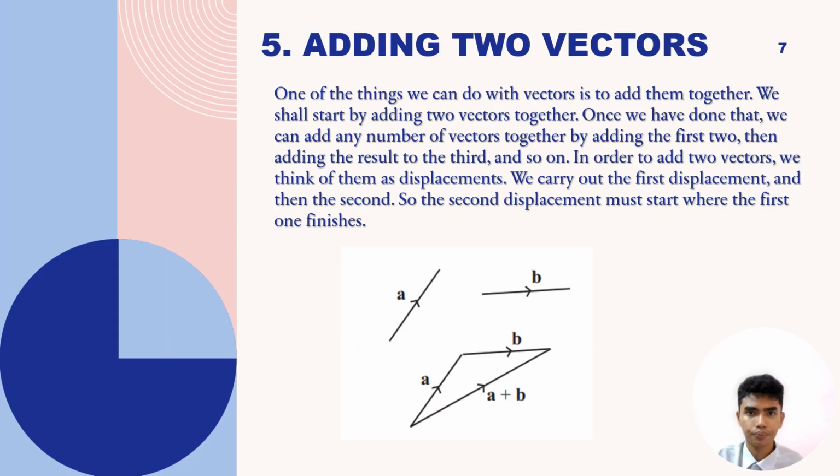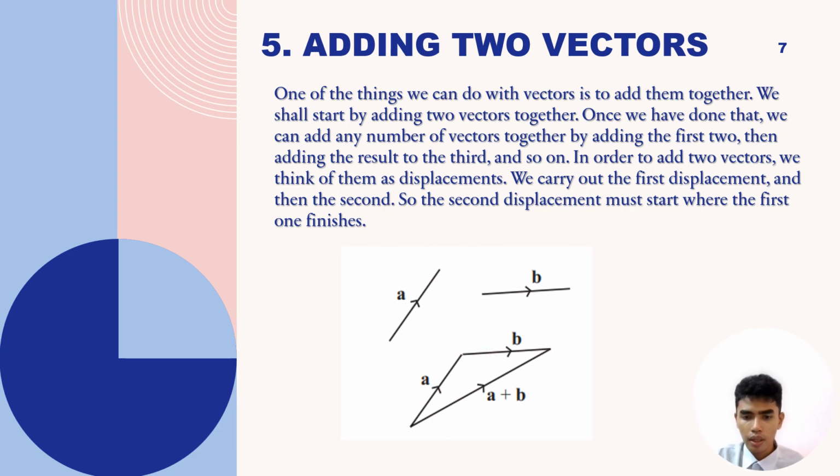So right now we're moving towards adding two vectors. One of the things we can do with vectors is to add them together. We shall start by adding two vectors together. Once we have done that, we can add any number of vectors together by adding the first two, then adding the result to the third, and so on. In order to add two vectors, we think of them as displacements. We carry out the first displacement and then the second, so the second displacement must start where the first one finished.